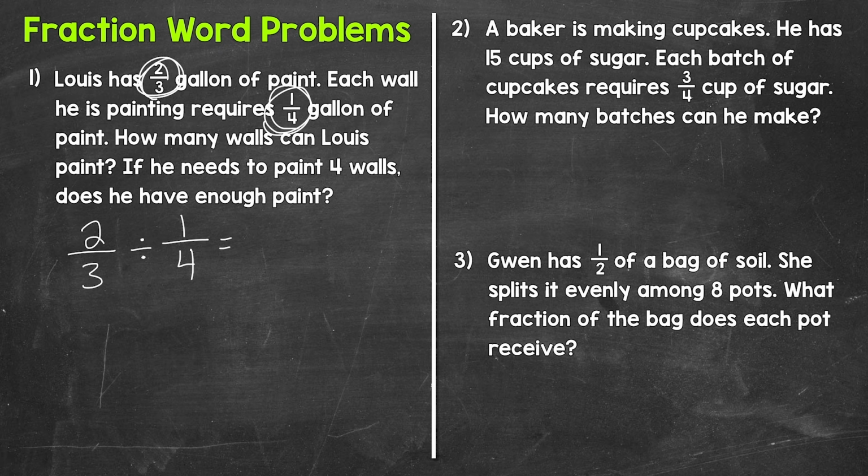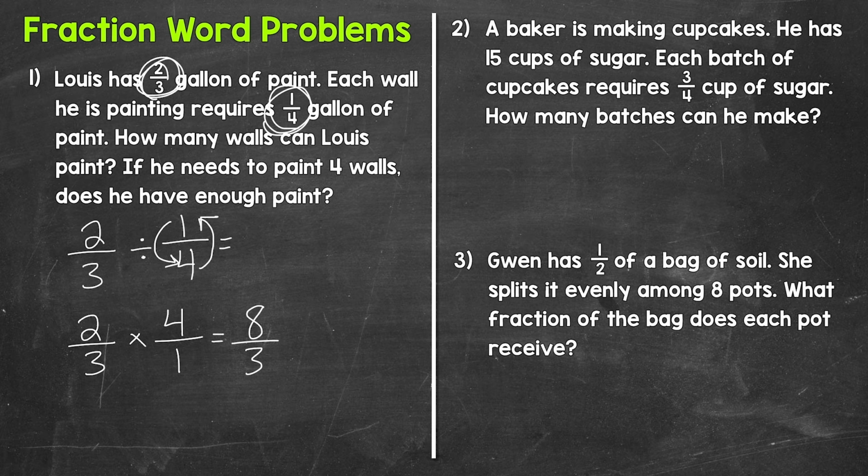Now remember, when we divide fractions, we keep, switch, flip. So we keep the first fraction. Then we switch to multiplication and flip our second fraction. So 4 is now the numerator and 1 is now the denominator. Now we can multiply straight across. So the numerator times numerator and denominator times denominator. 2 times 4 gives us 8, and 3 times 1 gives us 3. So we end up with 8/3, which is an improper fraction.